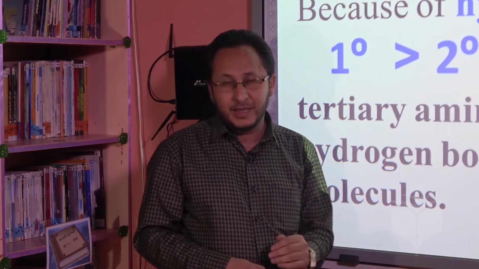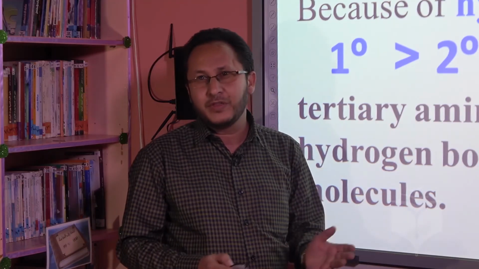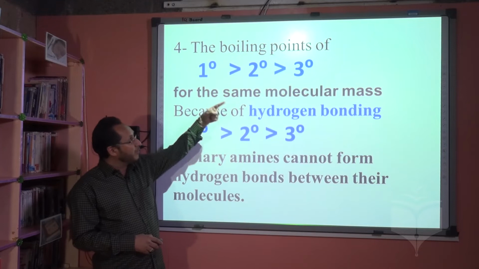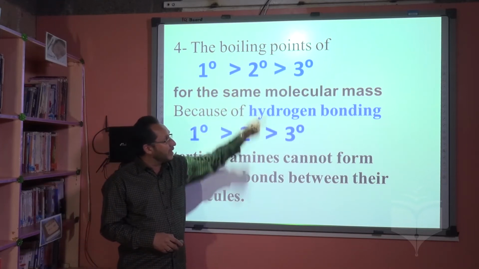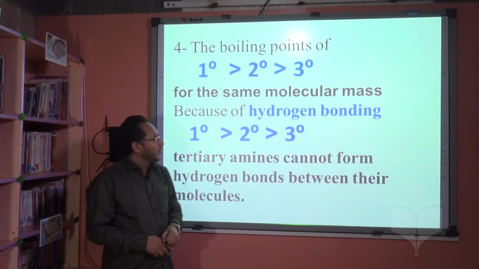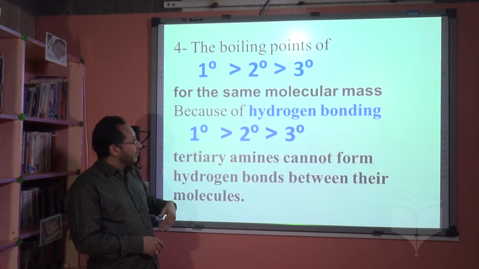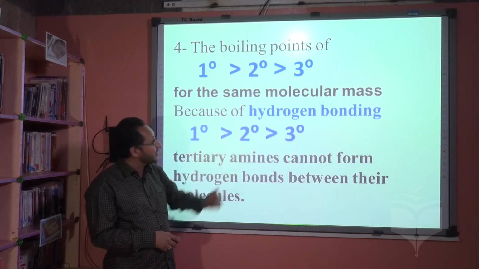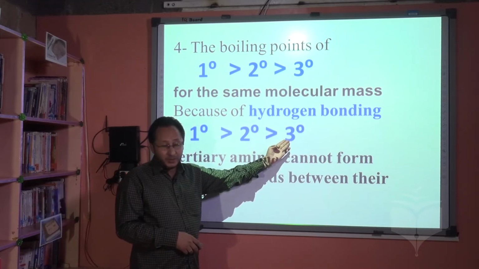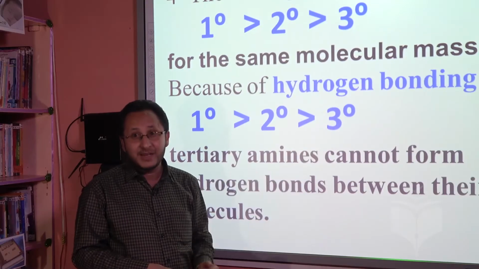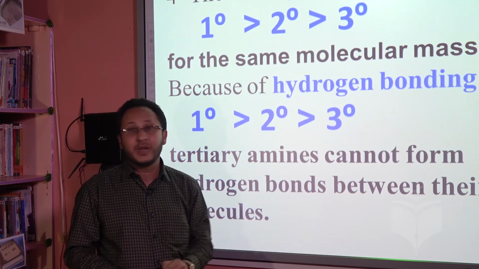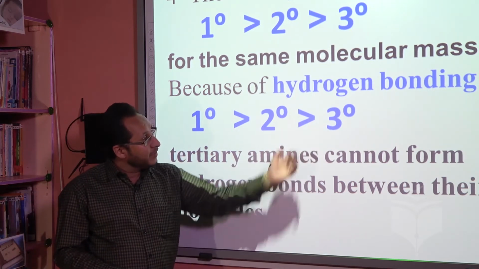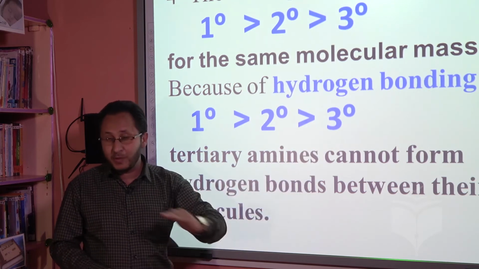It's similar to solubility; it depends on the type of amines and the size of the molecule. Here the boiling points of primary amines are higher than secondary amine, which are higher than tertiary amine. What is the reason? Because primary amines have hydrogen bonds between their molecules more than secondary amine. But in tertiary amine there is no hydrogen bonding between their molecules, as there is no hydrogen atom attached to the nitrogen atom in the tertiary amine. That's why tertiary amines have the lowest boiling point.